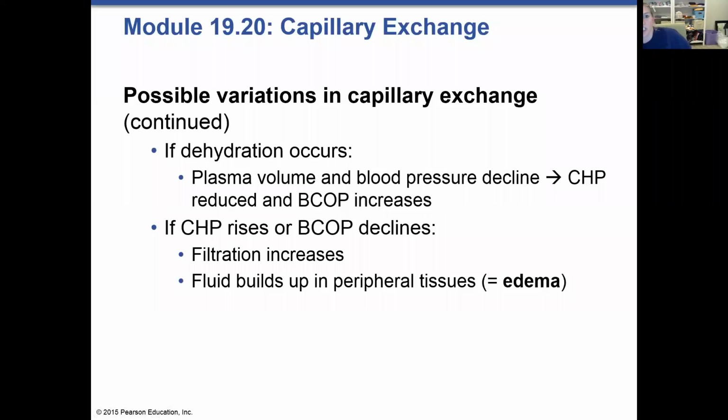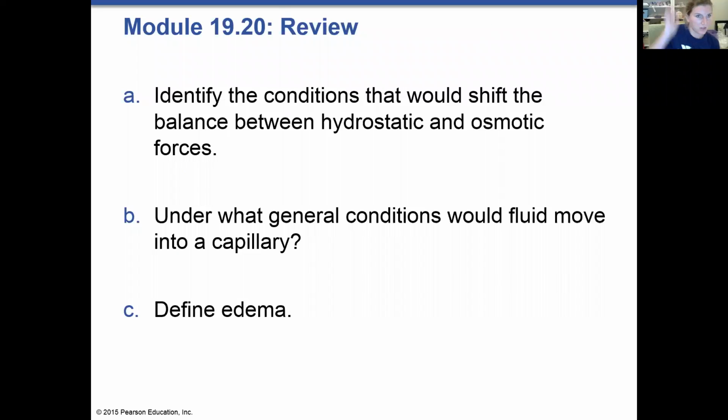There's other variations, like when you're dehydrated. When you're dehydrated, the blood plasma volume and pressure are going to decline. That's going to cause a capillary hydrostatic pressure to be reduced and an increased blood colloid osmotic pressure. So if your CHP rises, your capillary hydrostatic pressure rises, or your blood colloid osmotic pressure decreases, your filtration is going to increase, and that's going to cause this edema, right? I think we just talked about that. So there are some review questions. You can go back and answer these questions about this little section.